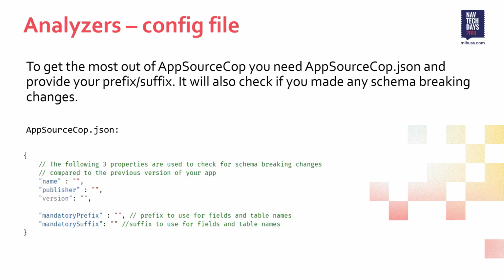Another config file also worth mentioning is the AppSourceCop.json file. The AppSourceCop is the one you need to run and have a clean run on before you submit to AppSource. And one of the things it validates is that you haven't deleted any fields, any tables, or anything which will cause a schema update. The only way it can validate that is to point to the previous version of your shipped app. The way you specify that is that in the AppSourceCop.json file you have the version number, name and publisher for the previous one, which you type in there.